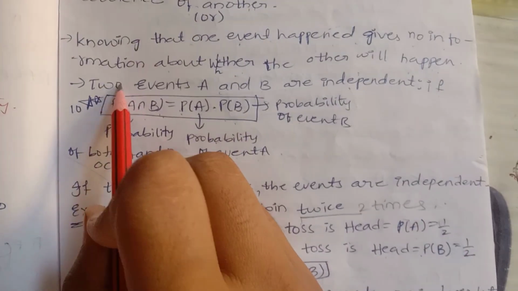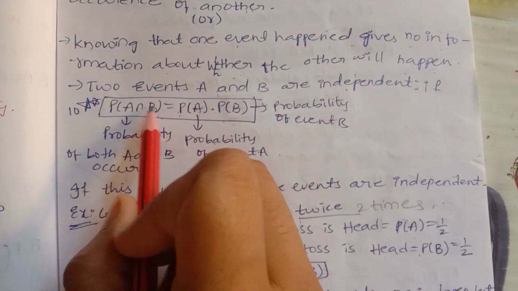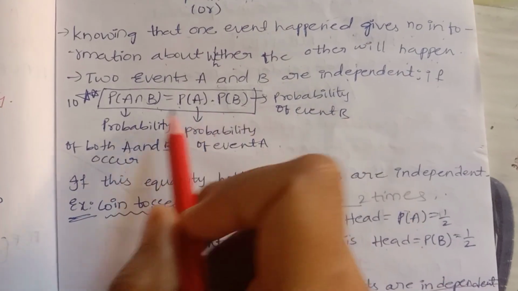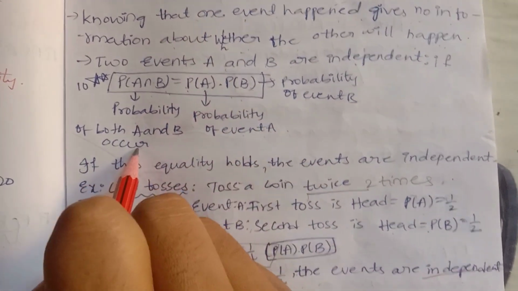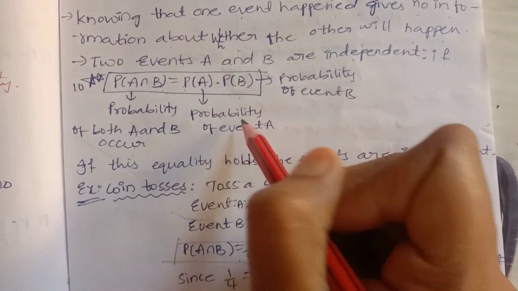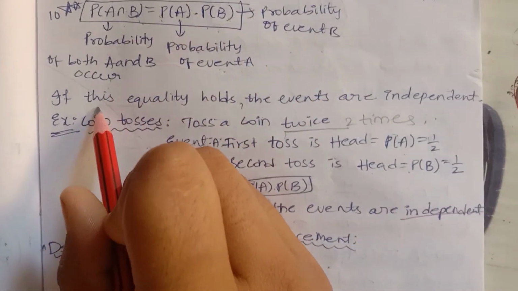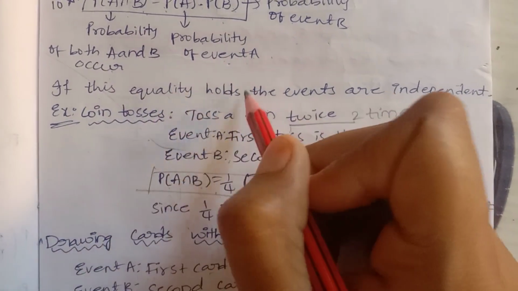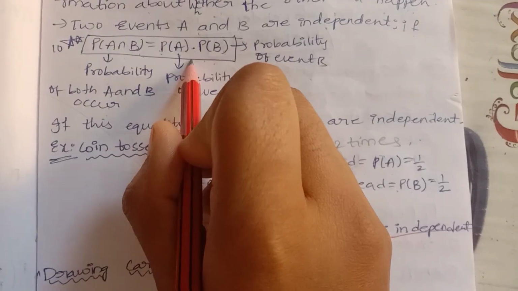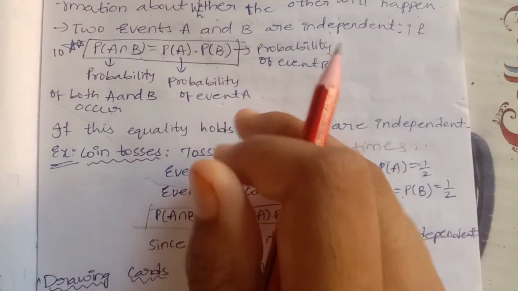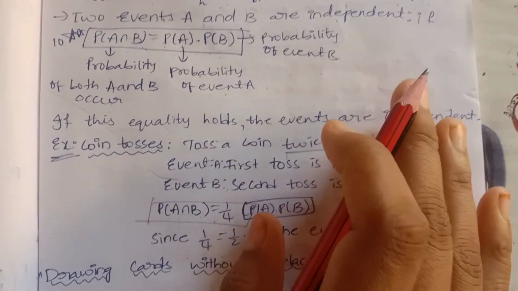Two events A and B are independent if P of A intersection B equals P of A times P of B. Here A intersection B is the probability that both A and B occur. P of A is the probability of event A, P of B is the probability of event B. If this equality holds, the events are independent. If this condition is satisfied, then it is called an independent event. If the condition is not satisfied, then it is not an independent event.